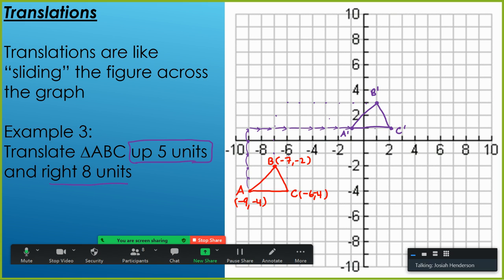But what if we don't have the picture and we're only dealing with the numbers? Let's see, the new A prime is at -1, 1. The new B prime is at 1, 3. And the C prime is at 2, 1.